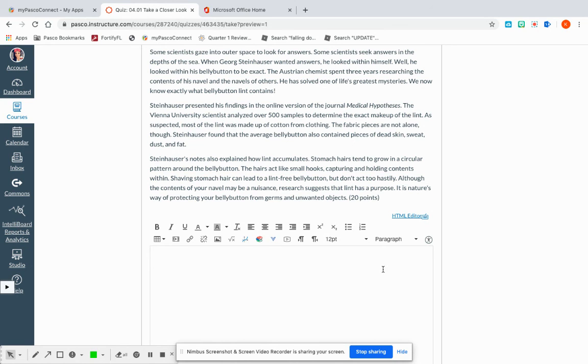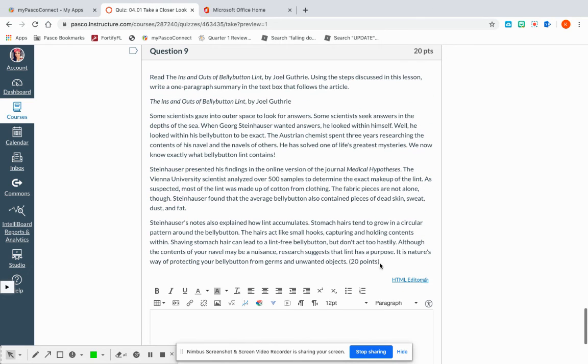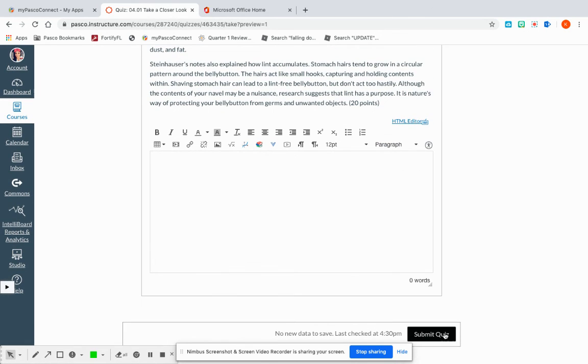Then your following 4 sentences should be picking out the main points in each one of these paragraphs, okay? And then you're going to submit. When you submit, you're not going to get your full grade for your quiz. You'll just get the grade for the multiple choice. Once Ms. Scott or I grade your writing response, then you will see your full grade for the quiz, okay?